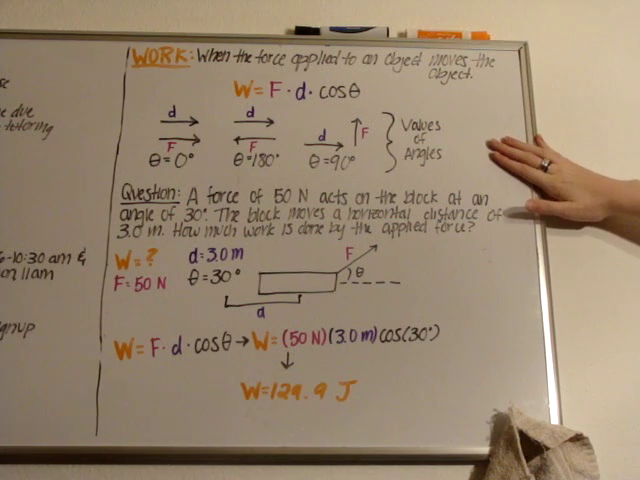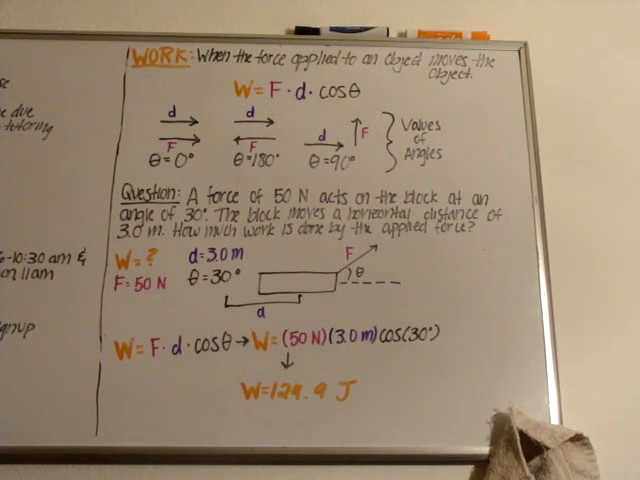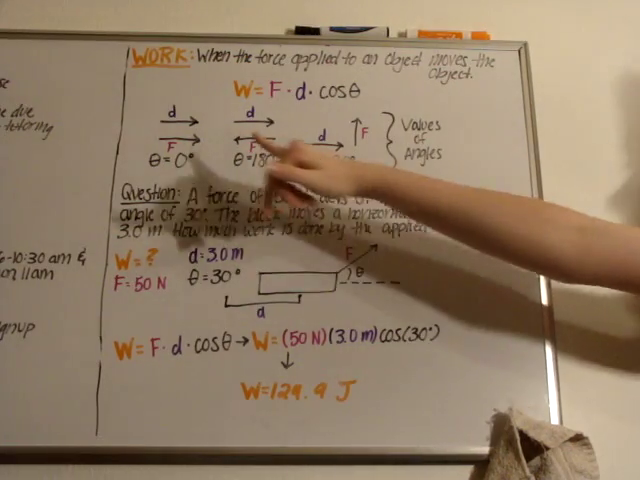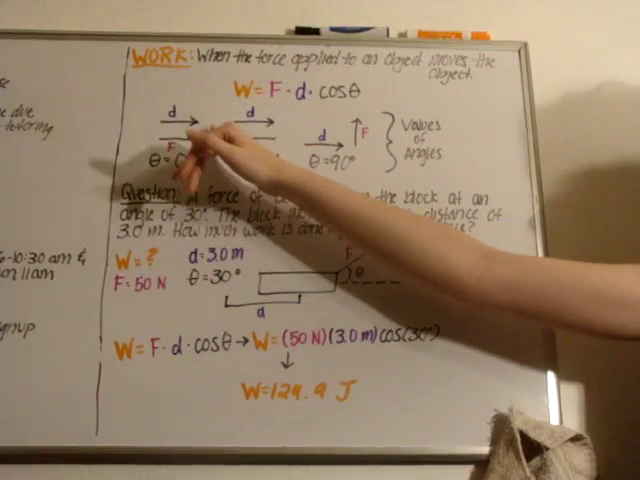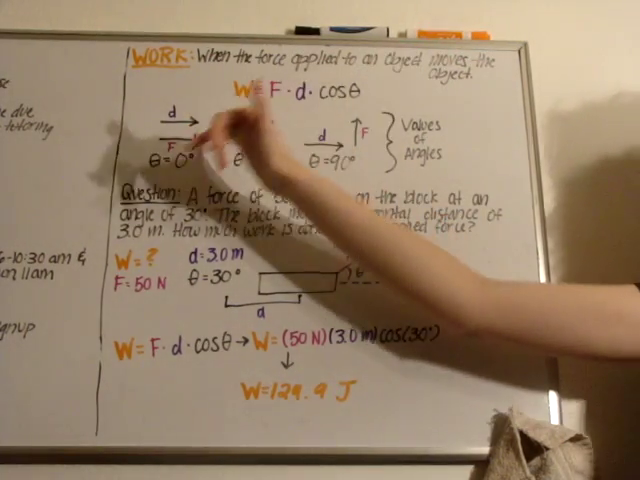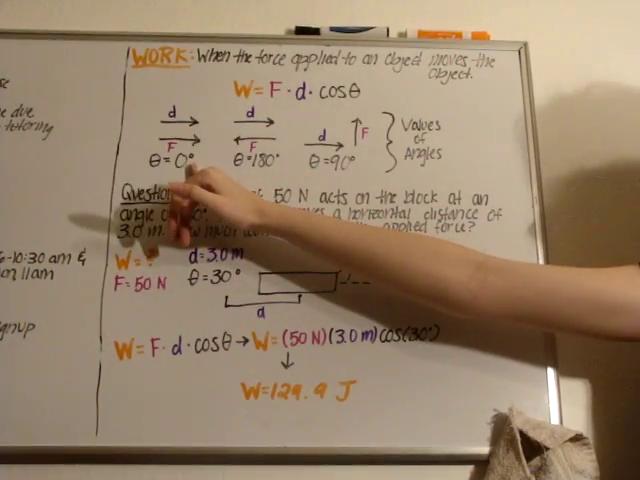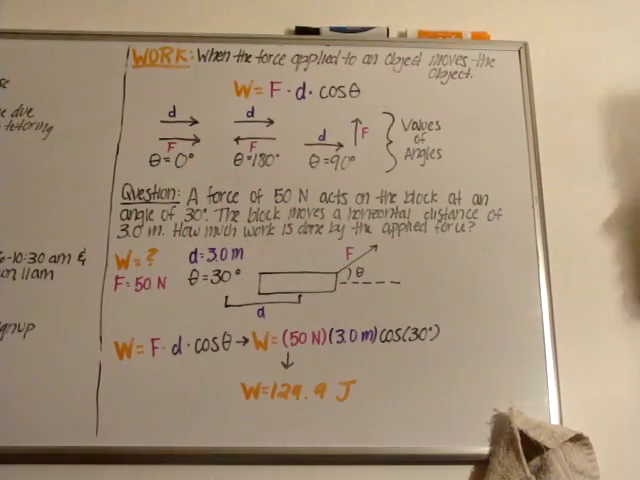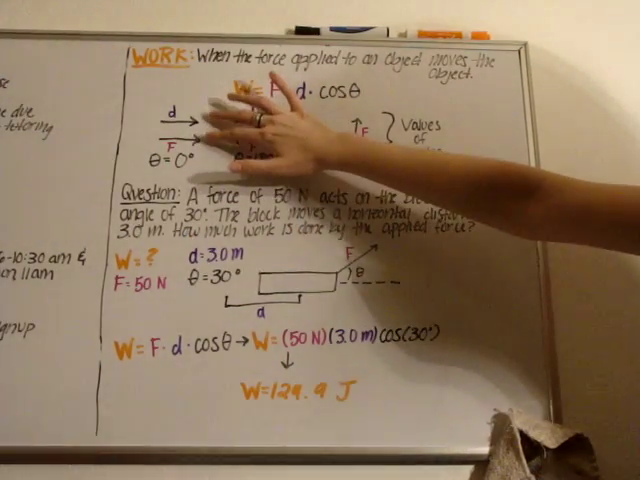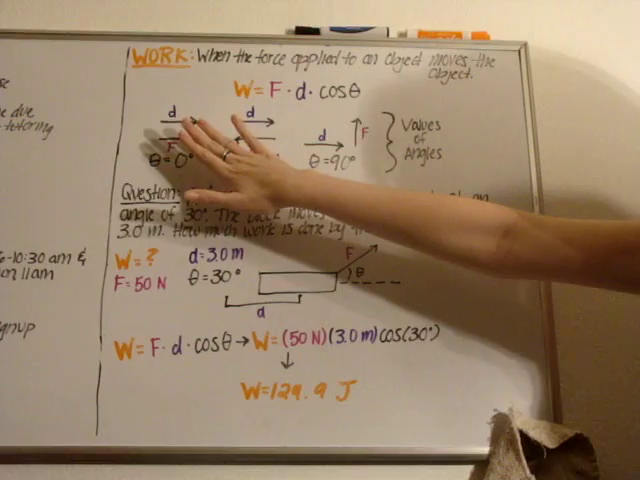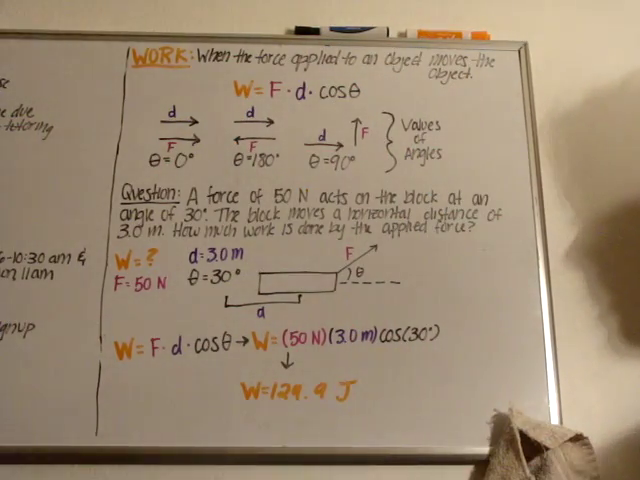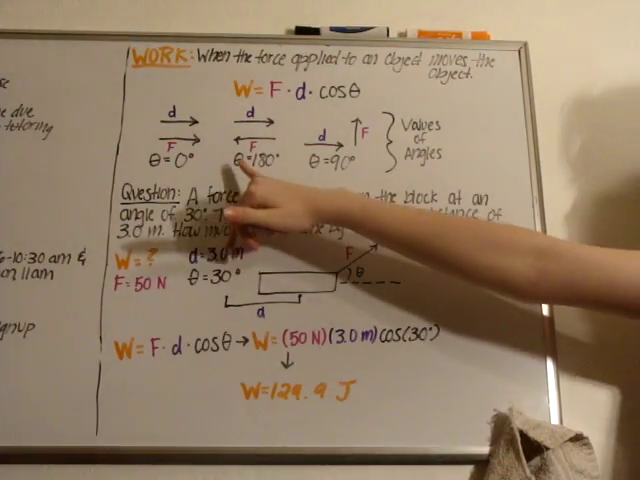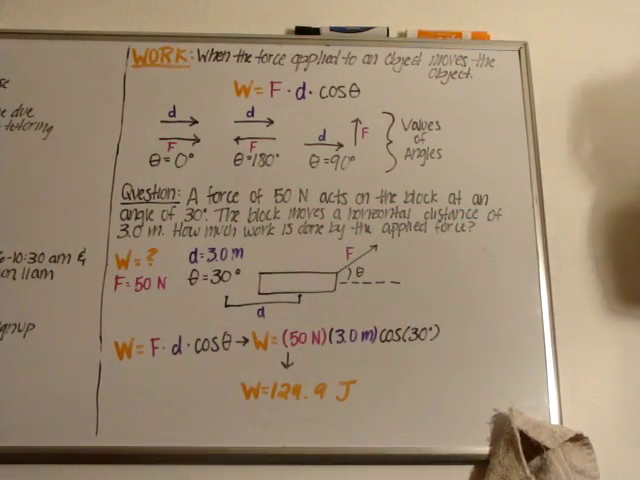And these are the values of angles in terms of where your direction is going versus where your force is going. If your displacement is in the same direction as your force, theta is going to be 0 because there is no angle between these two vectors. Whereas if they're in totally opposite directions, theta is going to be 180 degrees.